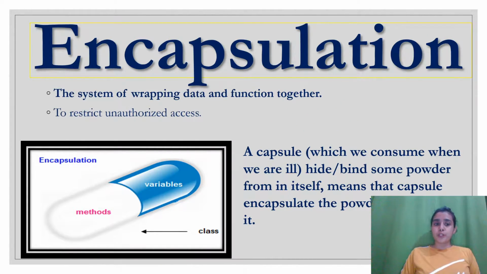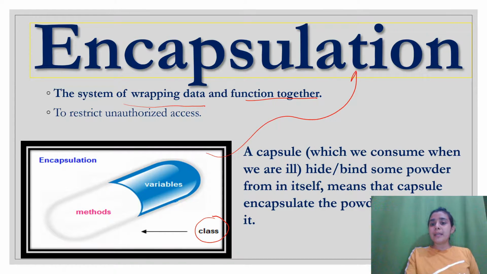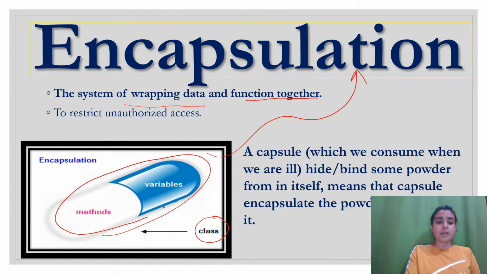Okay, this is encapsulation. Encapsulation means wrapping data and functions together in a single unit. Unit means we talk about class. So this thing is called encapsulation. Take a general life example. For example, a capsule is there which we consume when we are sick, when we are ill. So this is the general life example. Inside this capsule there is some powder.